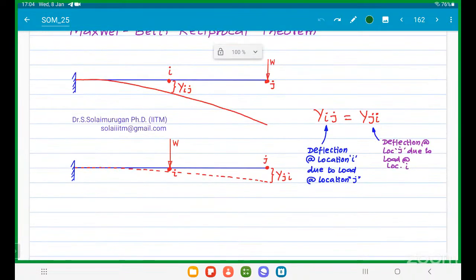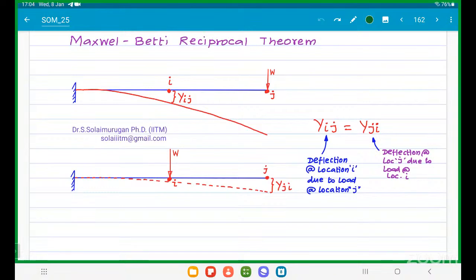Very good. Deflection at I due to J is equal to deflection at J due to I. First suffix is the calculation point, second suffix is the loading point. Now, first case, apply the load at J, measure the deflection at I. Then apply the same load at I, calculate the deflection at J. Compulsorily, both will be equal.